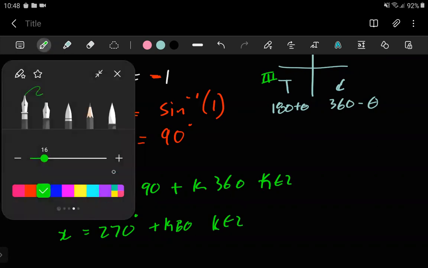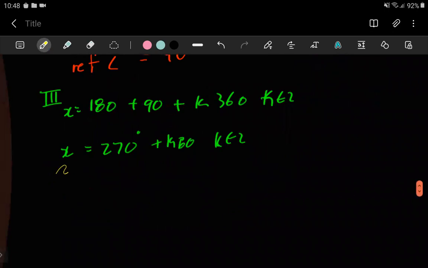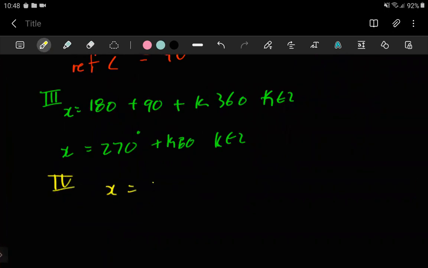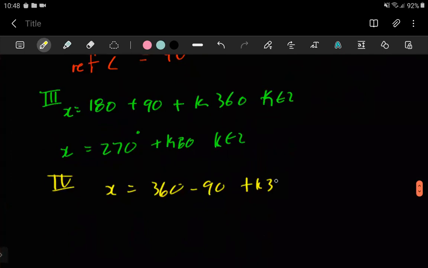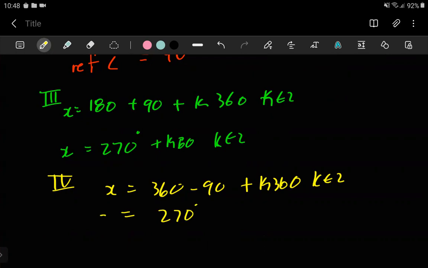But then the next answer is 360 minus the reference angle plus K360. Oh, no, we're dealing with sine. I thought we were dealing with tan. I was about to panic. So K360, K is an element of integers. Then this is 270 again. Oh well, we already have 270, so it's fine. This is the first answer: it's going to be undefined where x is 270.